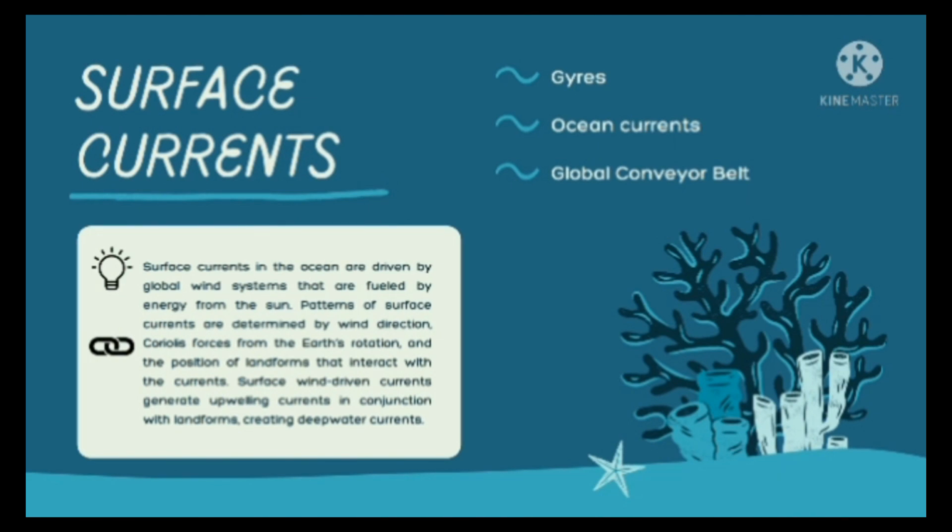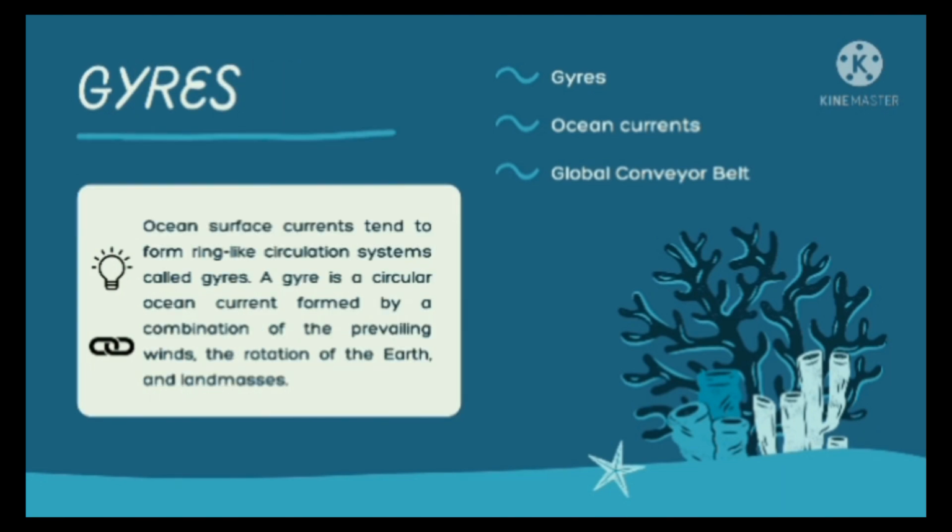Given by that definition of the surface currents, they are primarily driven by the wind system occurring in the planet, and there are some factors also, such as gyres, ocean currents, and the global conveyor belt. Next up, we have the gyres.